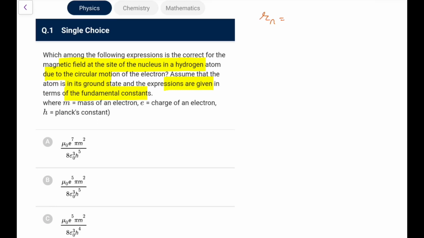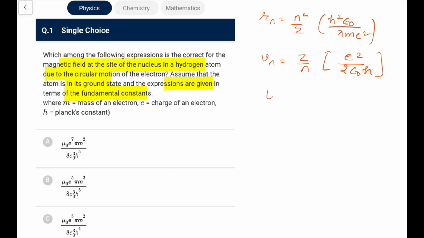The radius of nth orbit in any Bohr model atom, we typically write as n square by Z into a naught, and a naught value, remember, is h square epsilon naught upon pi m e square. Remember it in this form. Velocity in nth orbit we say is Z by n into c by 137, and in more fundamental constants, it is e square upon 2 epsilon naught h. That is what you remember. Also remember energy, not needed here, but I'll advise you to remember it: it is minus of Z square by n square into m e to the power 4 upon 8 epsilon naught square h square.